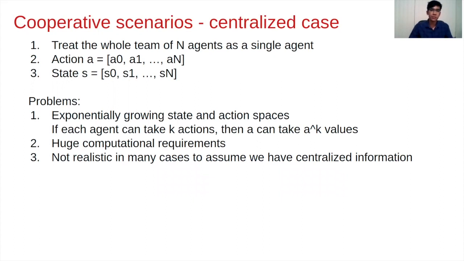The other problem is that when you have such huge numbers, you require huge computational resources. And in many scenarios, it's not realistic to assume that there is a centralized controller. For example, ants don't have a centralized controller. They act independently and they still cooperate. So centralized is not very realistic if you think about it.